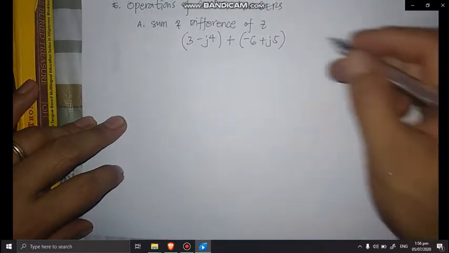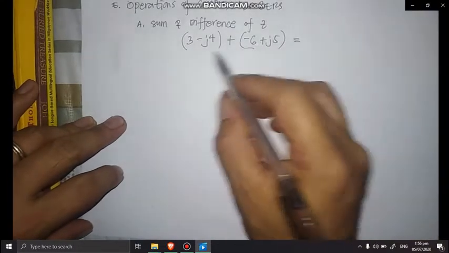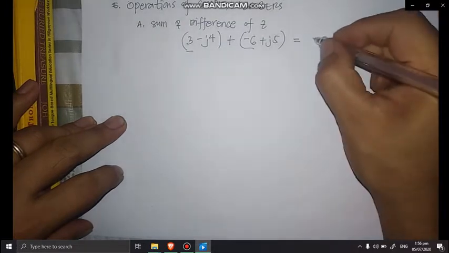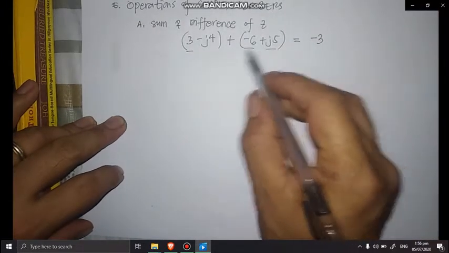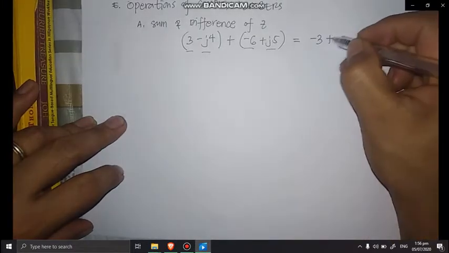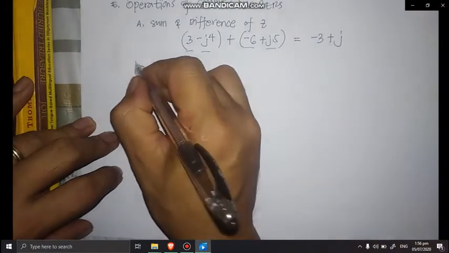So how are you going to solve that one? The sum and difference of complex numbers is very simple. Just group all the real values of the complex numbers, so that becomes negative 3. And then group the imaginary values, and that becomes positive j.